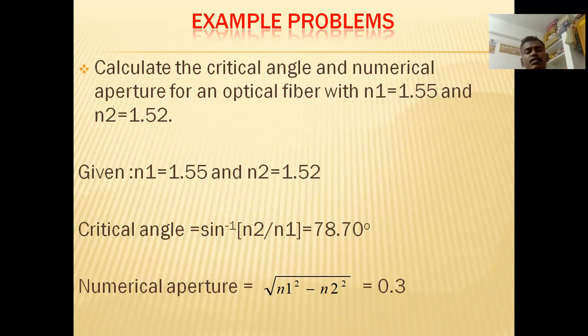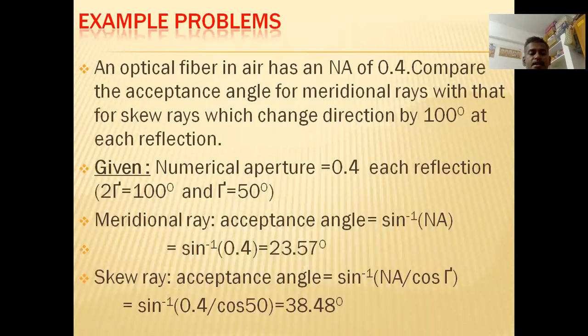Third problem: calculate the critical angle and numerical aperture for an optical fiber with n1 is equal to 1.55 and n2 is equal to 1.52. The critical angle phi c is equal to sine inverse of n2 by n1. So the critical angle is 78.70 degree. Next one is numerical aperture. Numerical aperture NA is equal to square root of n1 square minus n2 square. So the numerical aperture value is 0.3. That means 30% of the light signal is collected by the fiber optical cable.